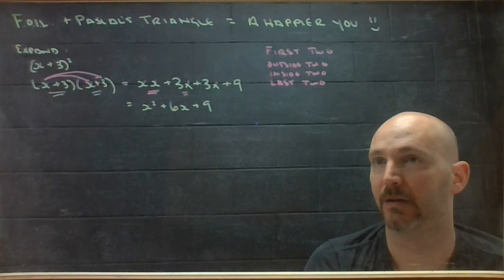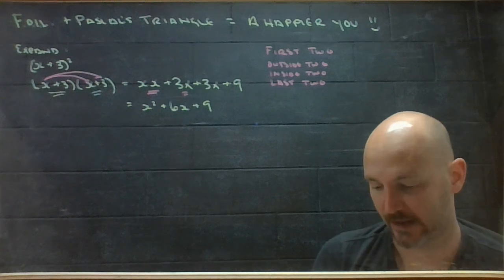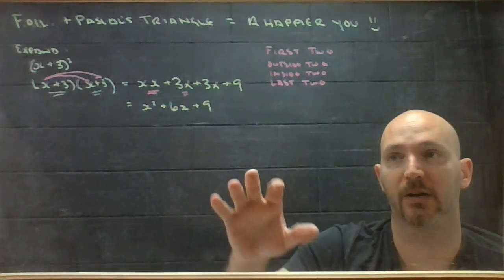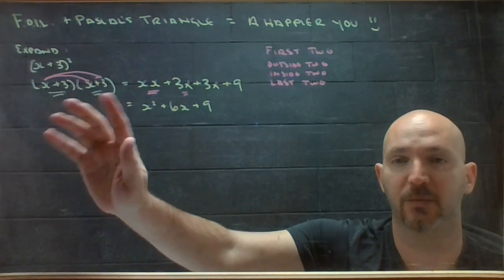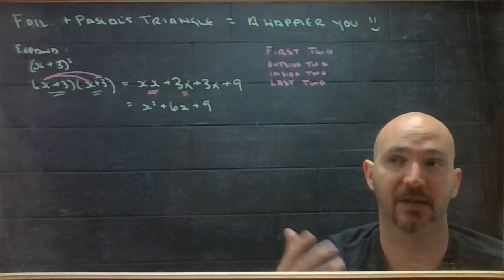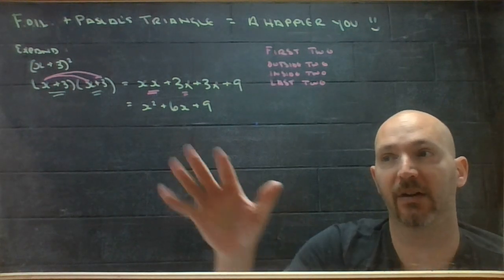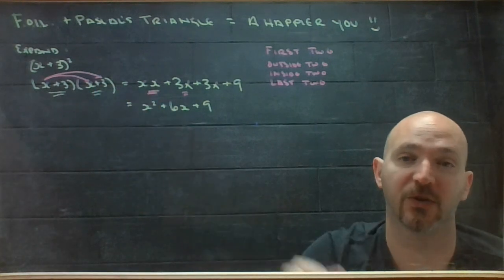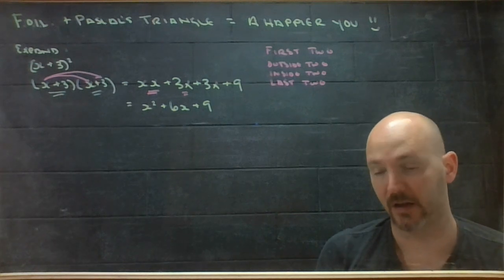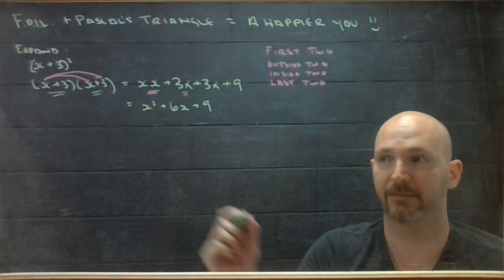Okay, so that spells F-O-I-L, FOIL. So when you see that word in this context, it means that you are expanding a binomial by making all the proper combinations. You don't have to do them in this order. It's just a pronounceable acronym that will let you figure out which combinations you need to make sure you don't miss any. Okay, so that's what it would look like if you had x plus 3 squared.